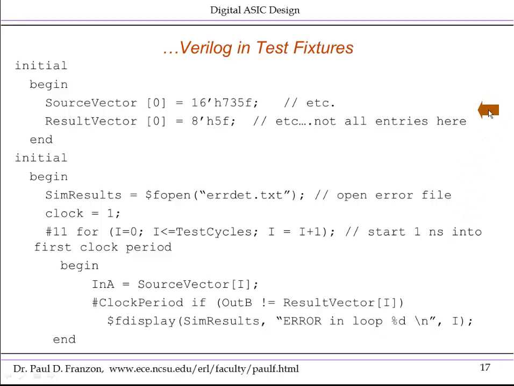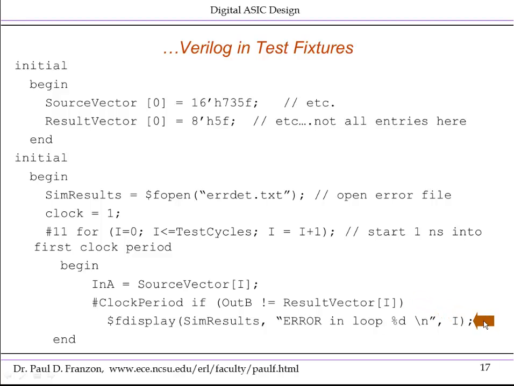Here I've assigned the contents of those vectors, at least the first vector, just using assignment within this particular initial block. Another initial block here is actually applying the vectors to the design. I'm opening a file where I'm going to collect all my error information. Set clock equals 1. Remember, the clock is cycled in always blocks separately. Then I have a for loop that's simply iterating through my test vectors, one at a time, applying them to the input in A of the design that's attached to this test fixture. Here, one cycle later, I'm looking at the output from that design and comparing it with the expected result vector.